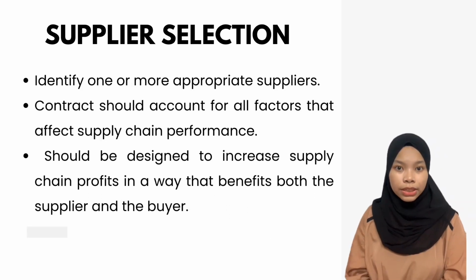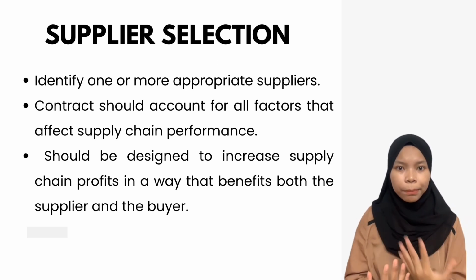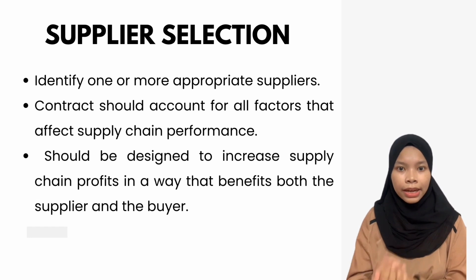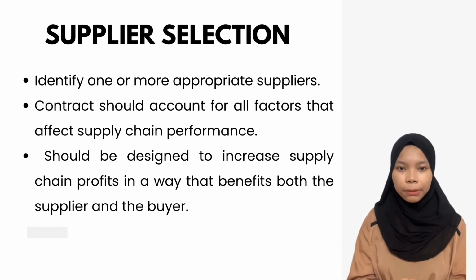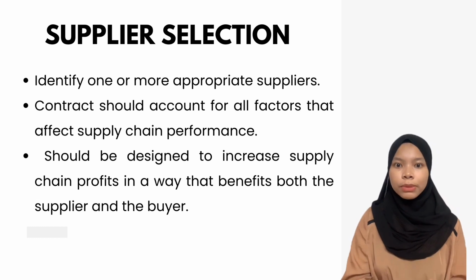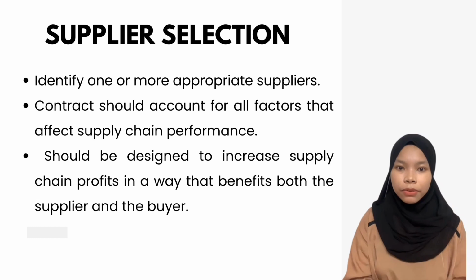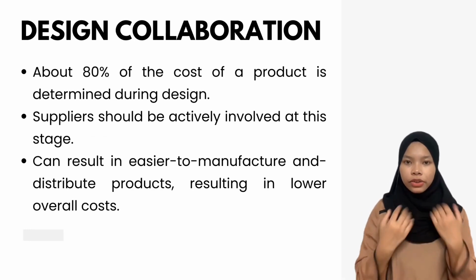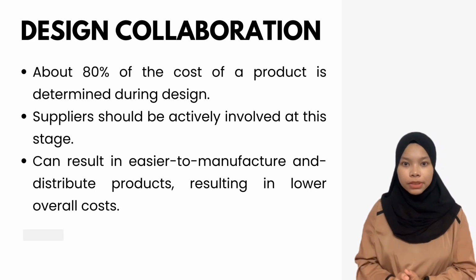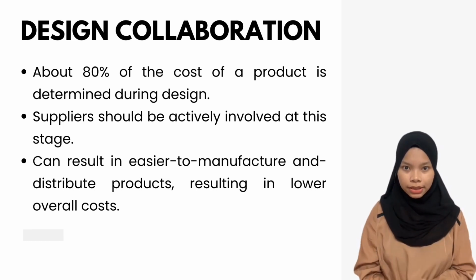The second one is supplier selection. We must identify one or more appropriate suppliers, and then the contract should account for all factors that affect supply chain performance and should be designed to increase supply chain profit in a way that benefits both the supplier and the buyer. Thirdly, design collaboration. About 80% of the cost of a product is determined during design.